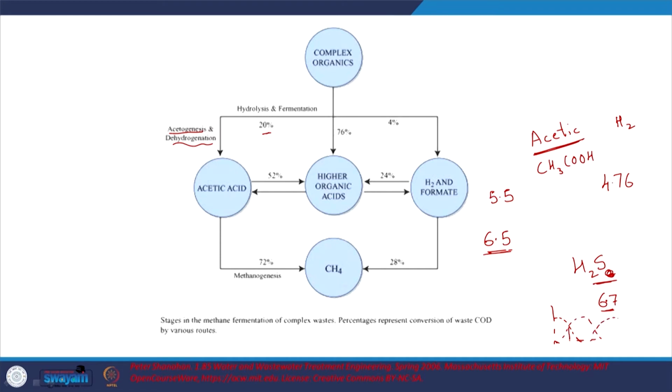Right. This pKa is around 6 or 7 if I am not wrong. So, if the pH falls to around 6.5 or such, most of it will be present as H2S, only some as HS minus, the other as S2 minus, and this H2S is toxic to the microbes.